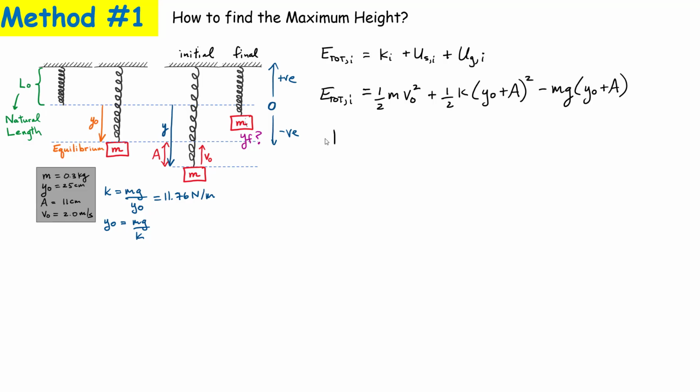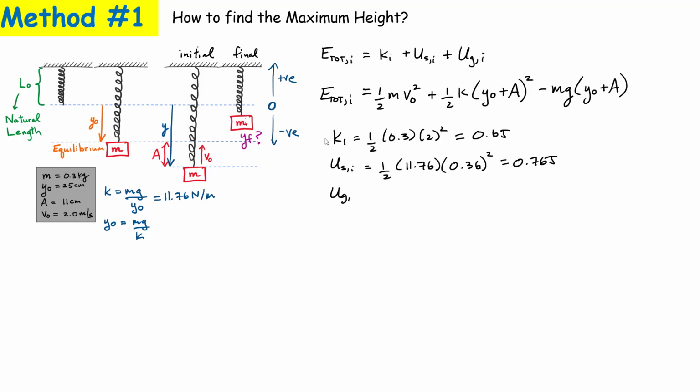Now, if you substitute the numbers, this is what you should get. My initial kinetic energy is 1/2, the mass is 0.3, and that initial velocity is 2 squared. You should get a value of 0.6 joules for this one. For the spring potential energy, I substitute the values: 1/2, I've already found the spring constant, 11.76, and now this number here is y0 plus A. y0 is 25 centimeters, A is 11, so this becomes 0.36, 36 centimeters. If you square that, I should get 0.76 joules of spring potential energy.